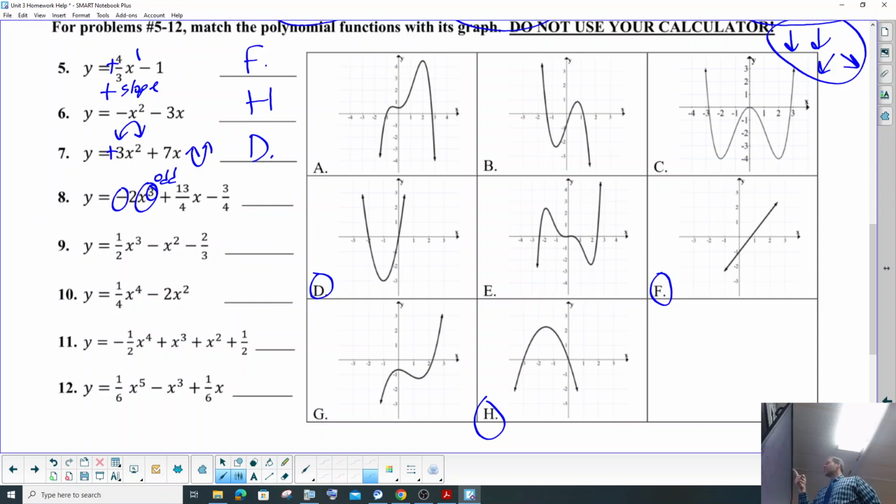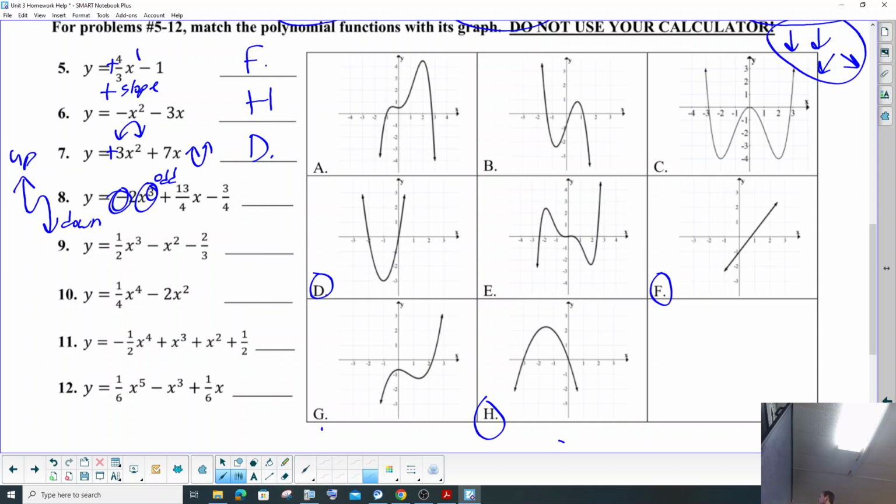Let's see. So we're looking for negative x cubed. So probably we're looking for this guy, right? Because it goes up and then down. Because it's negative, it goes down. So let's see if we can find that. Not this one, no. Let's see here.